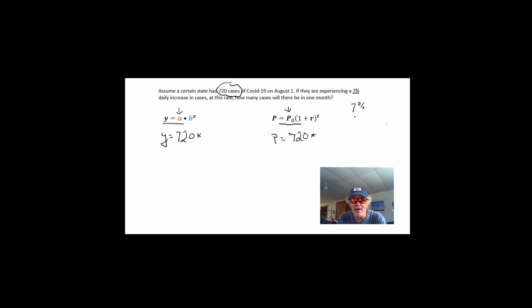How do you find the factor? In other words, how do you find the number that I'm going to multiply 720 by in order to increase 720 by 7%? And this goes back to this, right? 1 plus r. Actually, it has that 1 plus r right here. So we'll find out what 1 plus r is. It's going to be 1, and I'm increasing by 7%, which is 7 over 100. And I'm getting 1.07. So 1.07 is b, our growth factor.